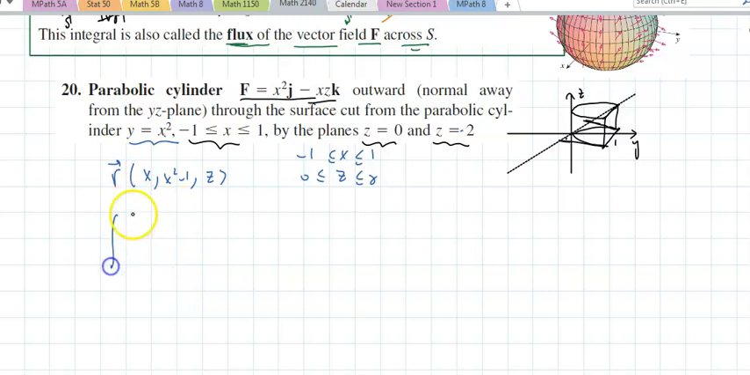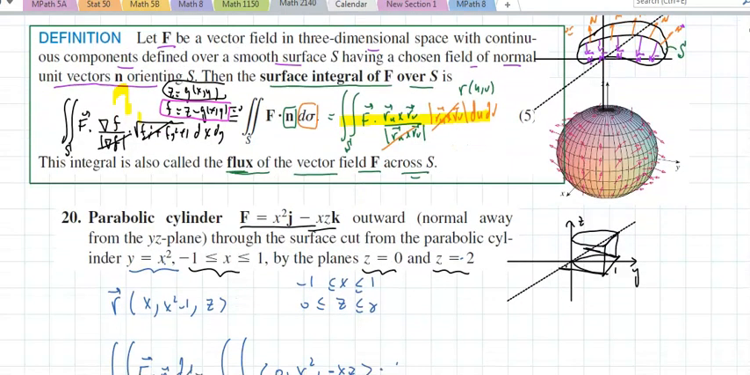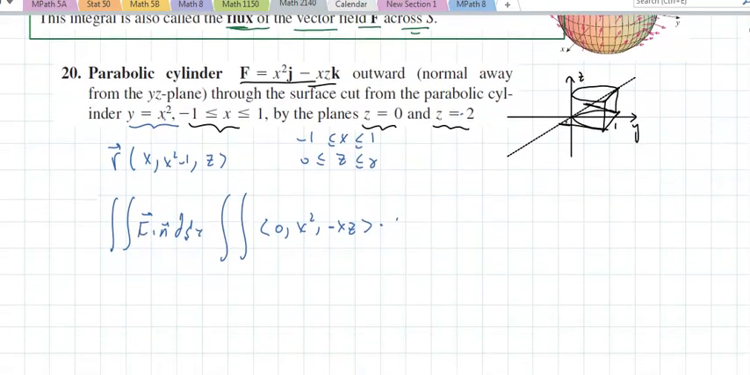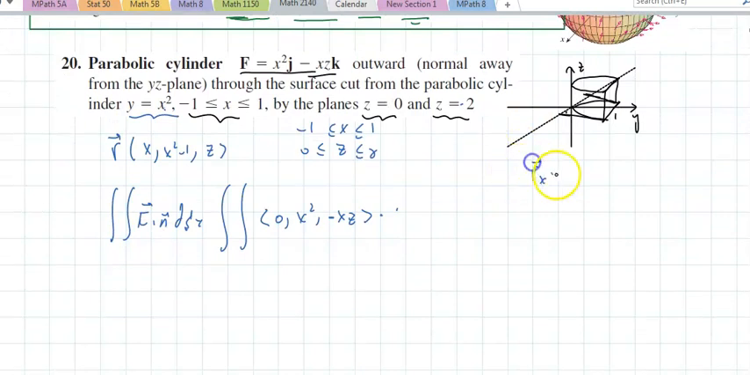So basically, this is where they're going. They're going to say the double integral of f dot n dS is going to equal the double integral. In this case, they're going to take f. F is x squared. Nope. F is 0, x squared, -xz. That's fine. If there was anything else, I would have replaced it. Dot it with, and what did we say it was? r sub u crossed with r sub v. In this case, what is r sub x? r sub x is actually 1, 2x, and a 0.